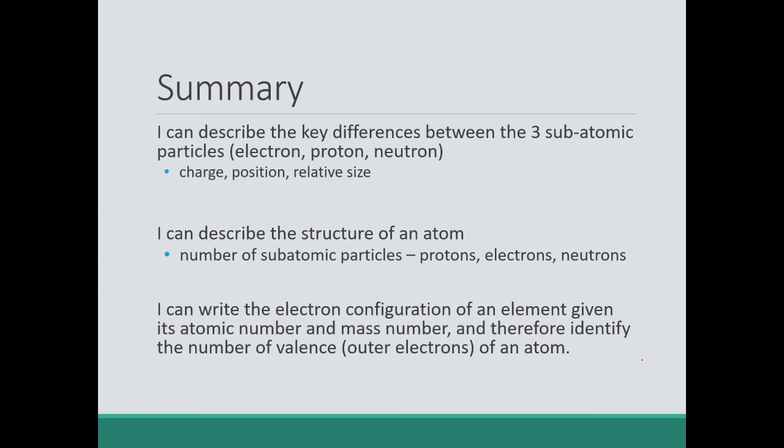So in summary, for this video, you need to be able to describe the key differences between the 3 subatomic particles. That means their charge, where they are in the nucleus, and their relative size. Also to be able to work out the number of subatomic particles, that's the protons, electrons, neutrons, from the data in the periodic table, that's the atomic number and the mass number, and then be able to write the electron configuration. Sometimes we call it the electron arrangement of an element, and identify the number of valence electrons or the outer electrons of an atom.